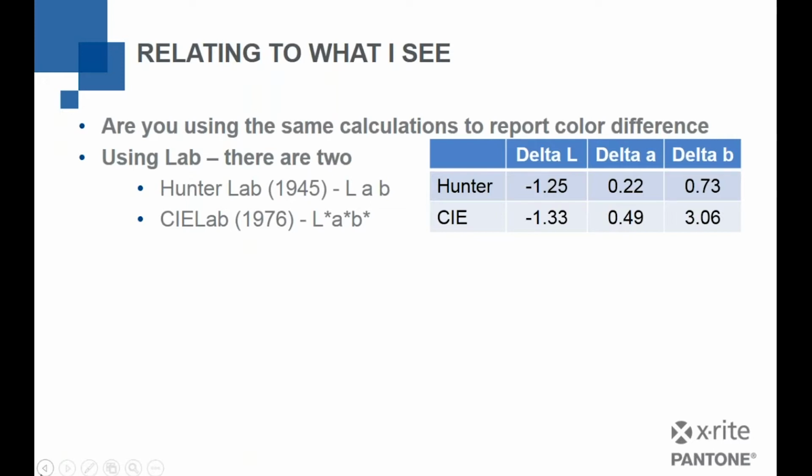This is for that same bright red color. You see you get very different results between those two methods. They're both right. They're just different calculations. So again, we're talking about numbers today. It's important we're consistent in which set of numbers we're going to use.